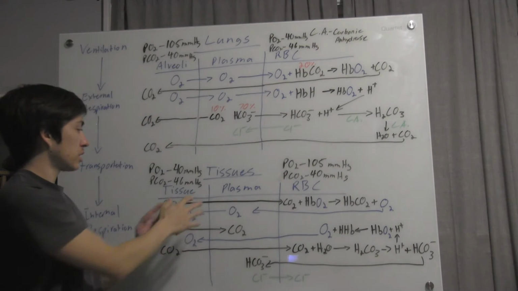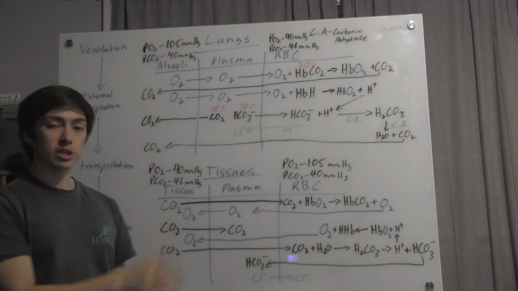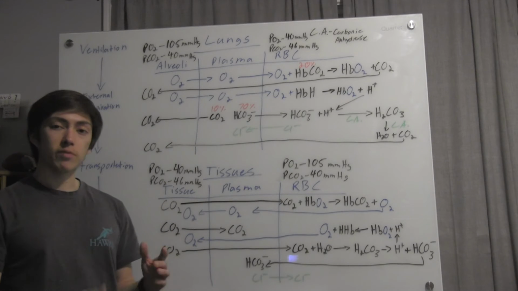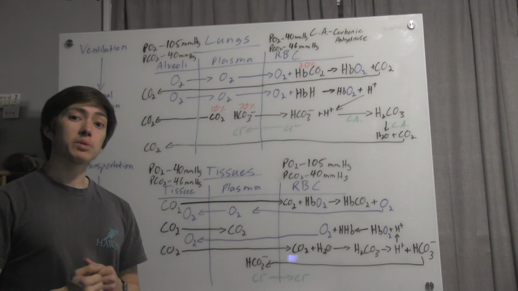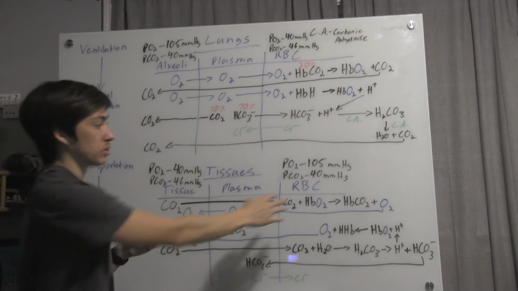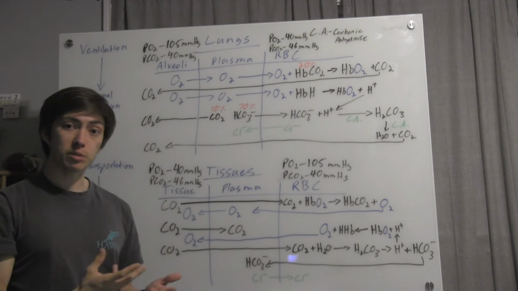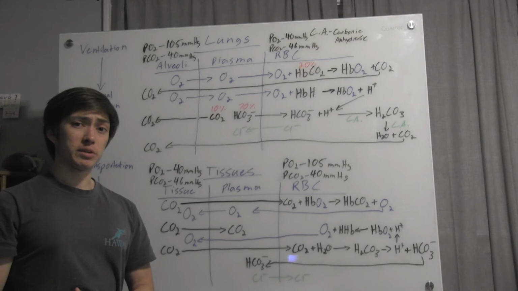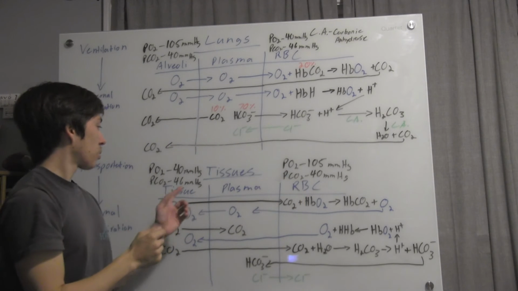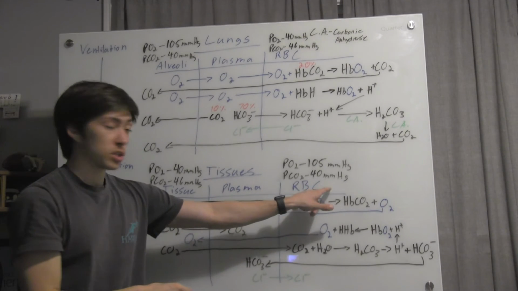So the tissues in my arm are going to have a partial pressure of oxygen of about 40 millimeters of mercury, and a partial pressure of CO2 of about 46 millimeters of mercury. Now this is going to allow the oxygen to diffuse into the tissues from the red blood cells right here, because the partial pressure of oxygen in the red blood cells is about 105 millimeters of mercury. So it's going to want to diffuse into the tissues, whereas the CO2 is going to want to diffuse out of the tissues onto the red blood cell.